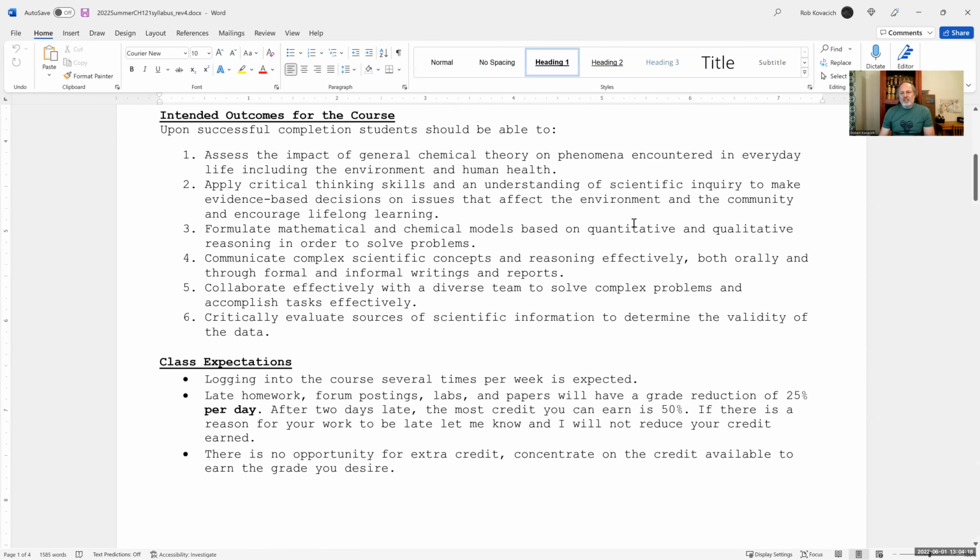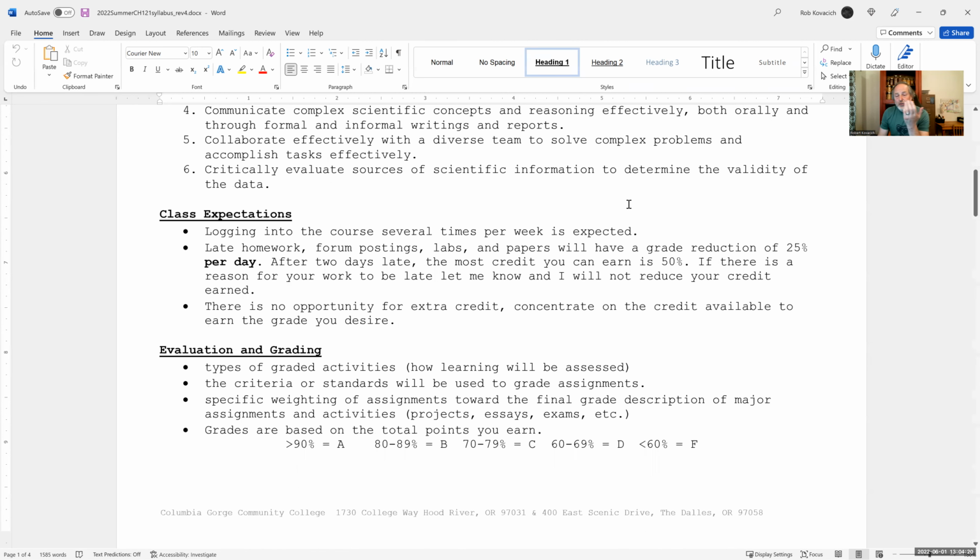What I'm expecting is for you to log into Moodle several times a week. You're going to need to because there's stuff due pretty much every day of the week. That way we don't get bogged down. I don't want you to roll up on week 5 and realize you have 20 things to turn in. So we'll keep on top of this through the entire class period. And we'll run this basically like it's a face-to-face class as far as stuff that's being due.